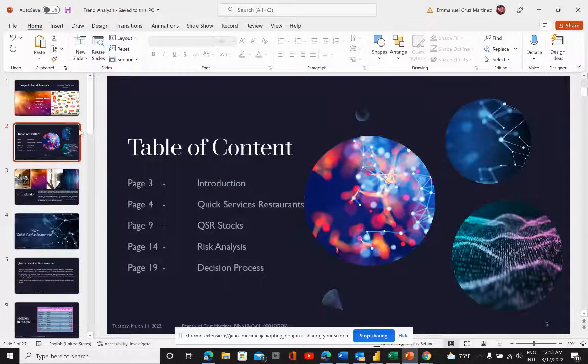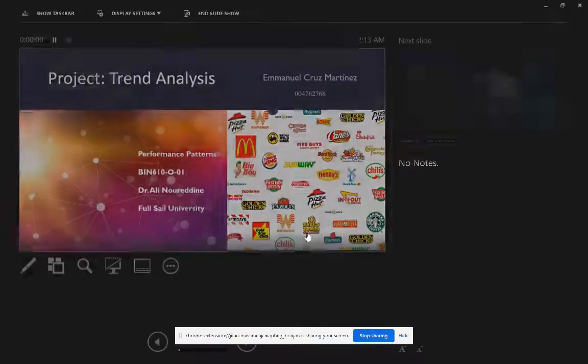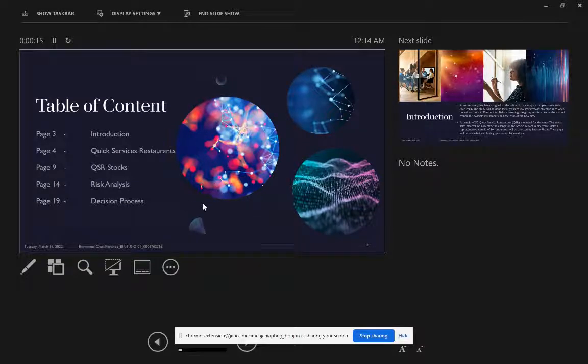Our project consists of a trend analysis that has been performed in this presentation. The table of contents gives us the location of this information: introduction, quick service restaurants, the quick service restaurant stocks analysis, the risk analysis, and the decision process that will be shown.